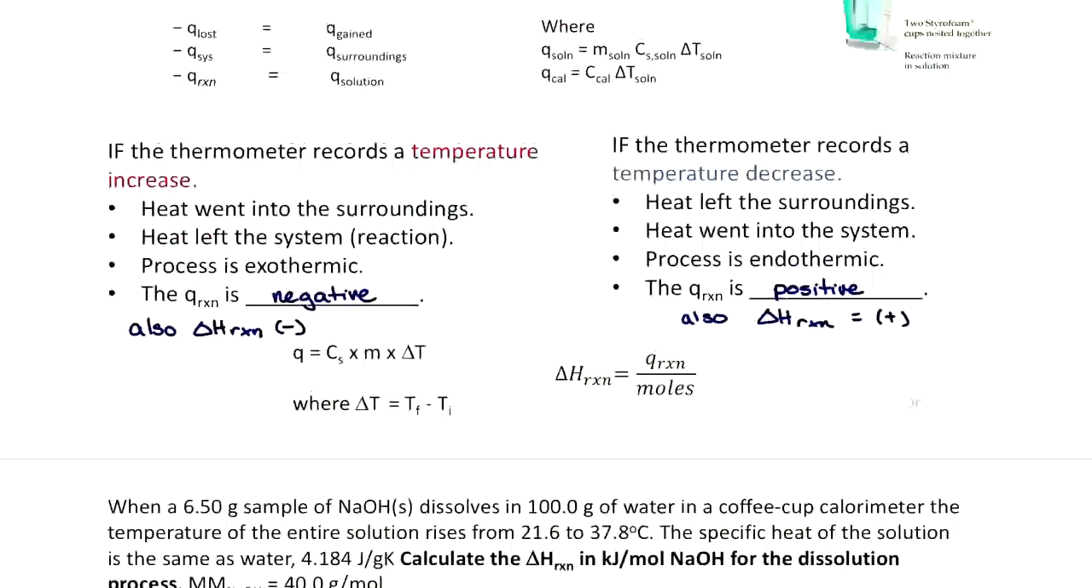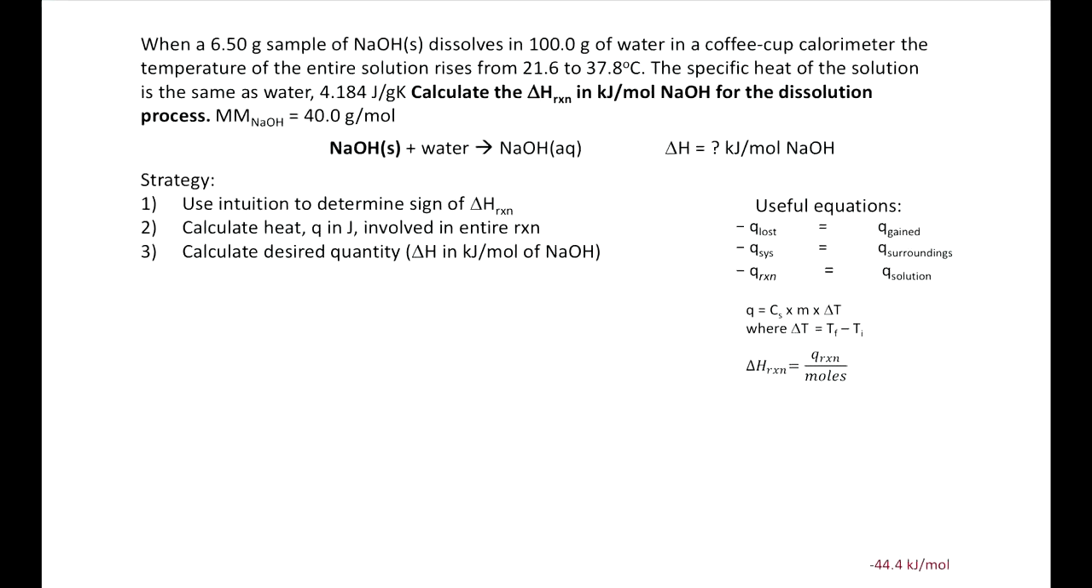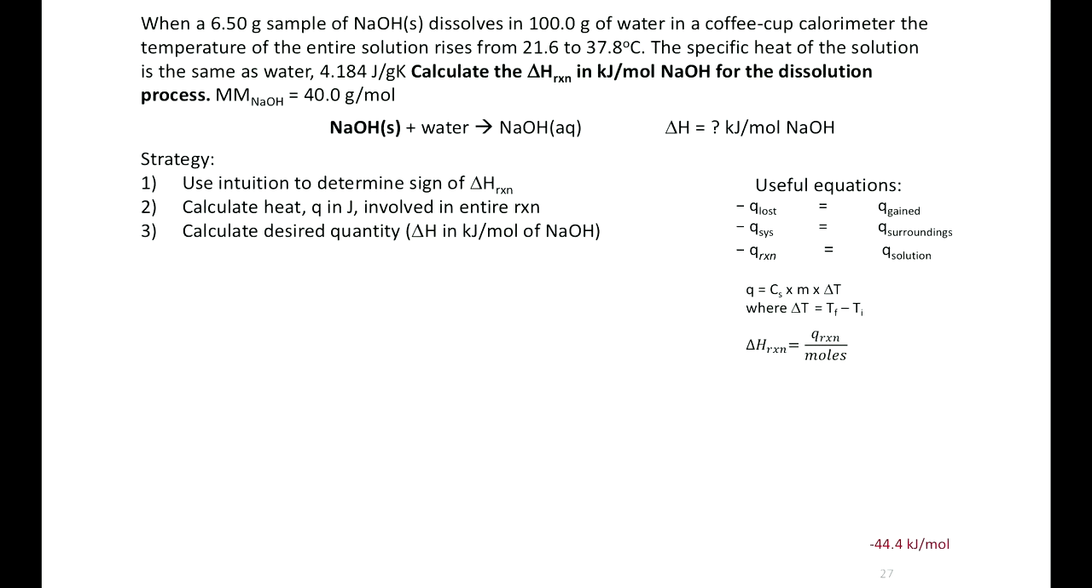So we have 10 minutes, so we will do that question right here. This is a common exam question. And once we finish it, I'll tell you guys a story. Okay, so we have 6 grams of sodium hydroxide and it dissolves in 100 grams of water. The entire solution changes by that much. The specific heat of the solution is the same as water. Calculate the enthalpy of this reaction.